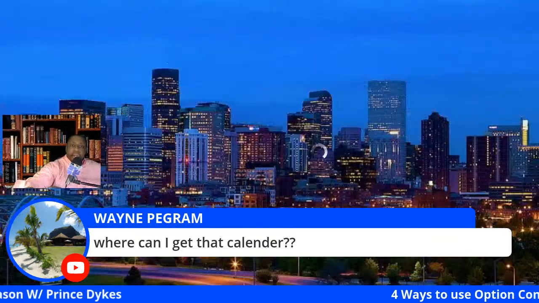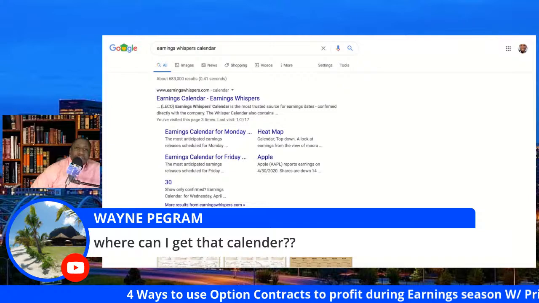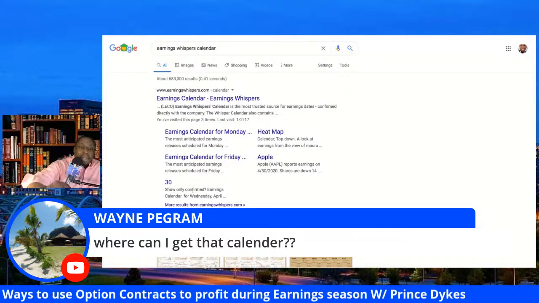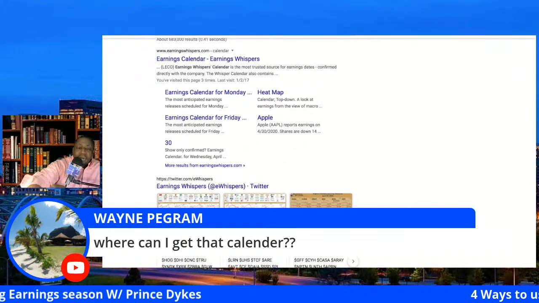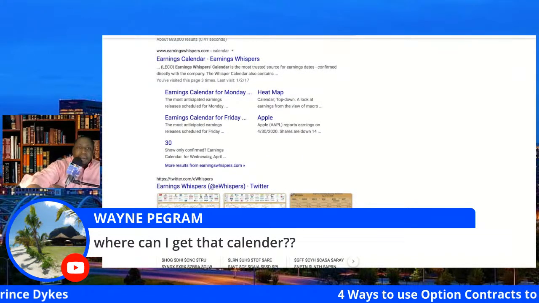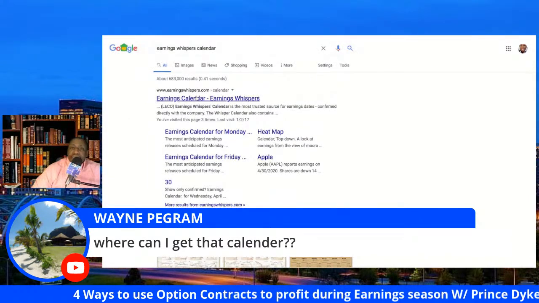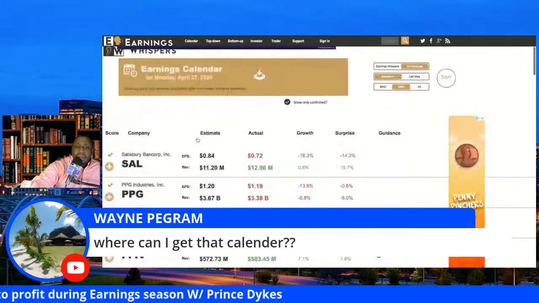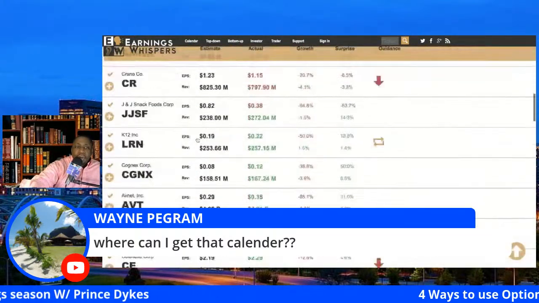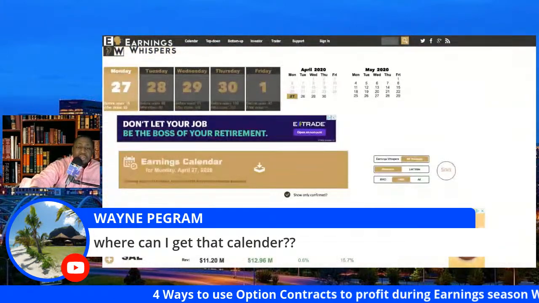So I'll show y'all how to look up the calendar that y'all saw. Right here, I Googled Earnings Whisper Calendar, right? You can go down here and see a bunch of them. They got a Twitter or whatever the case may be. You can go to their website, earningswhisper.com. Where's that little calendar at? It's somewhere on here, but you can see all their earnings here. You can also see what's estimated.